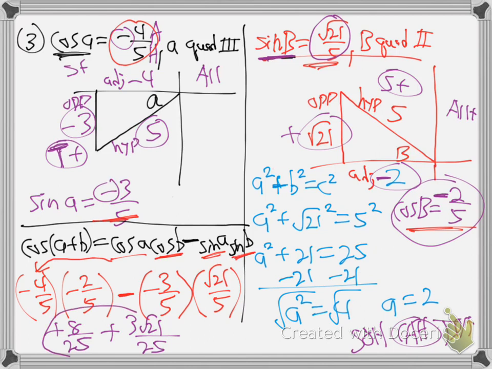8 plus 3 root 21 over 25. Where did you get the 25 from? 5 times 5? Yeah, so I'm just multiplying top with top and bottom with bottom there in the fractions. Everybody see what I did in that last step? I'm just multiplying straight. Just 4 times 2 and 5 times 5. 3 times root 21 and 5 times 5. It's top, top, bottom, bottom. So that's a long problem. These are long ones. Good?